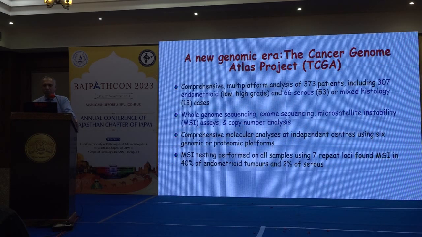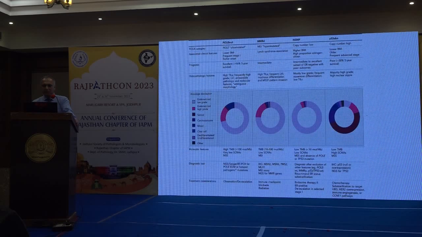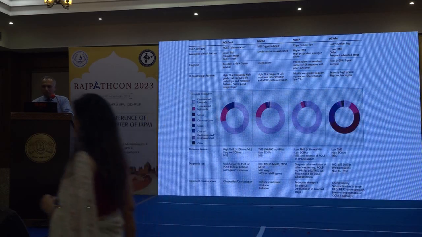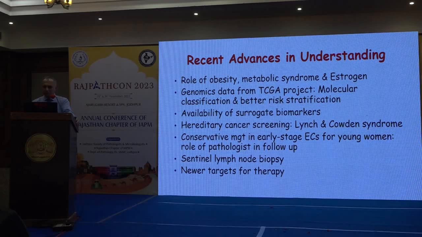You are all aware of this, it has been there for a long time now. So most of us know about these. What the TCGA did was classify endometrial cancer into 4 major subgroups: the polymutated, MMR deficient, non-specific molecular profile, and P53 abnormal. I'm sure most of you are very well versed with this, so I won't go into the details of this.